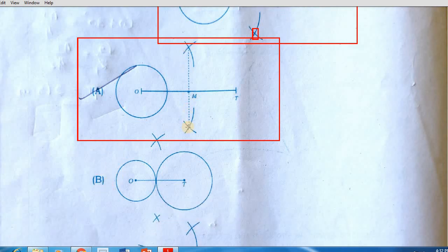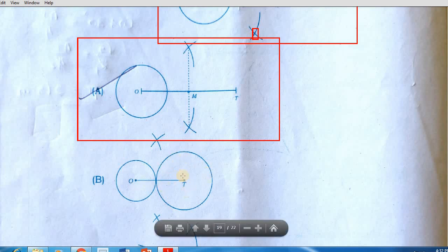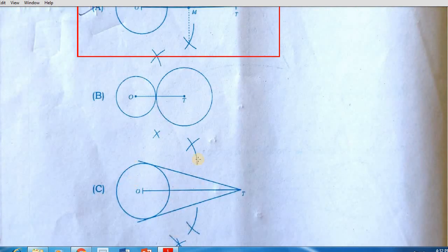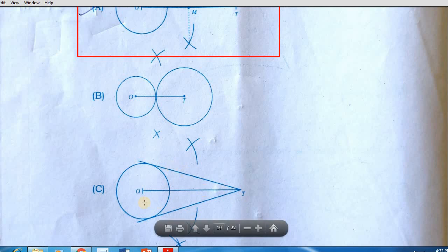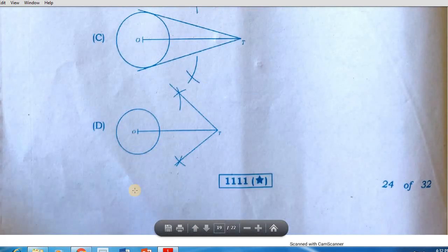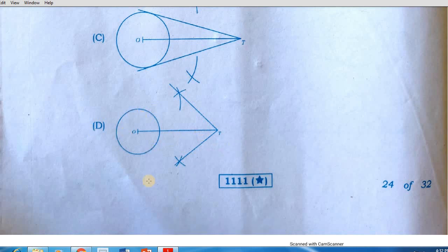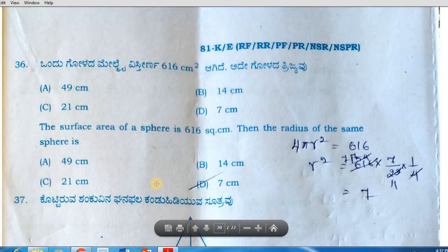After constructing perpendiculars only, you will get the second circle. So without the second circle, you cannot draw the tangents at all. So option C is also wrong. So this is a meaningless statement. Option D is. So next, question number 36.